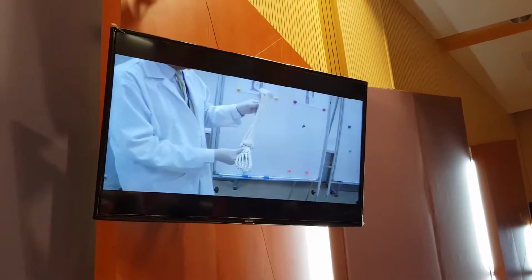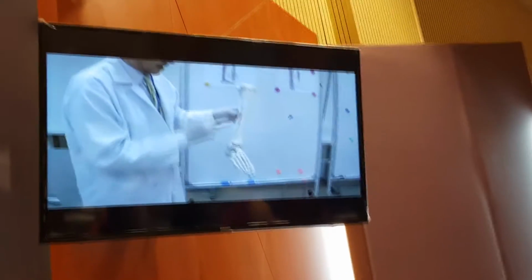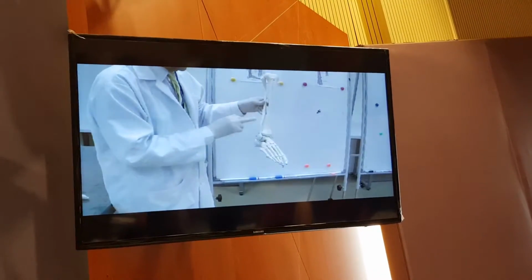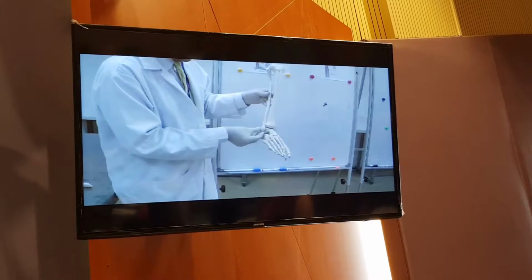The fibula, the lateral bone, is also a long bone. It consists of an upper end and a lower end, and in between is the body or shaft. The upper end consists of the head and neck of the fibula. The lower end consists of the lateral malleolus.